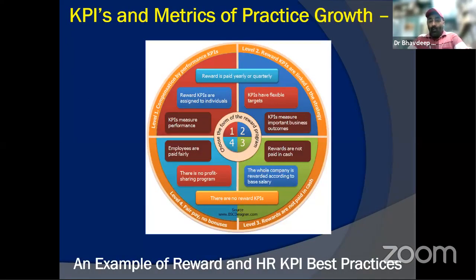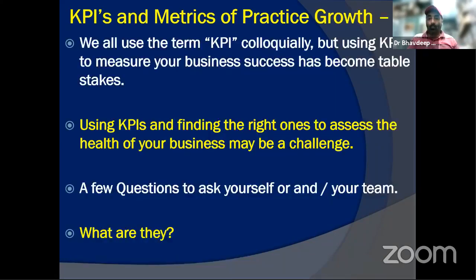For example, a reward and HR KPI best practice followed in some companies. So the level 1 is the compensation by performance KPIs. Level 2, reward KPIs are linked to the strategy. Then level 3, rewards are not paid in cash. Level 4, fair pay, no bonuses. So this is the process which I said, motivate, innovate, strategize, and apply in your practice.